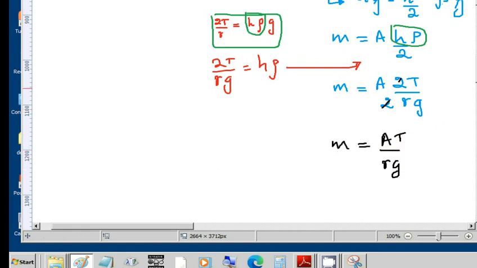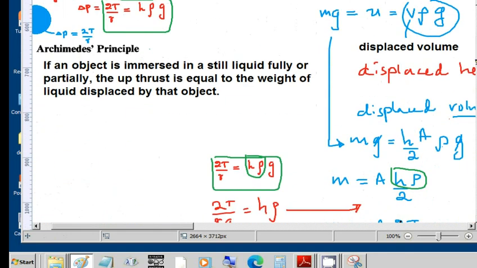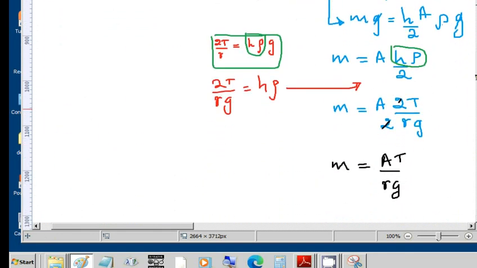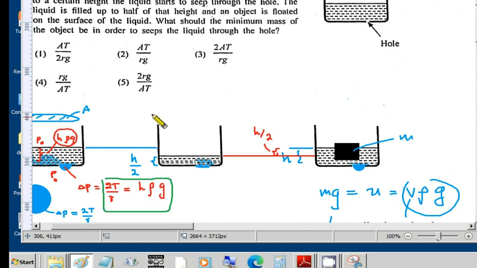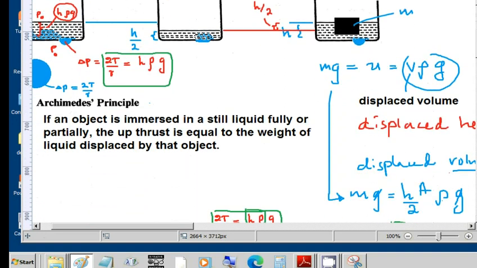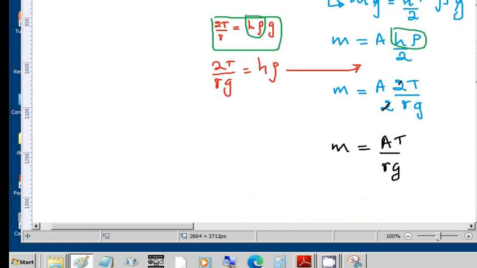Let us see the answers. AT divided by Rg. So the second one is the answer, AT divided by Rg. So children, this is how we should solve this problem.